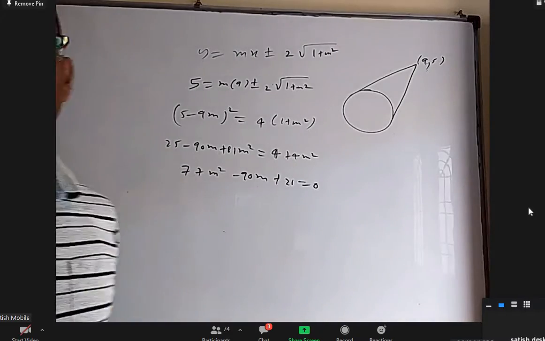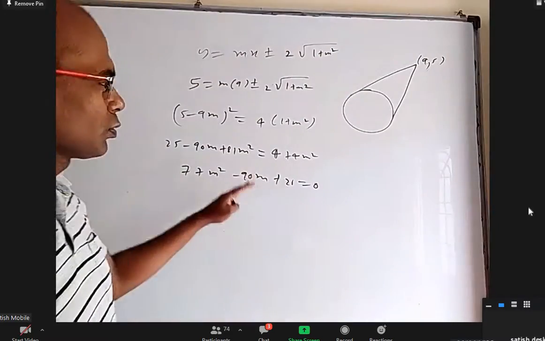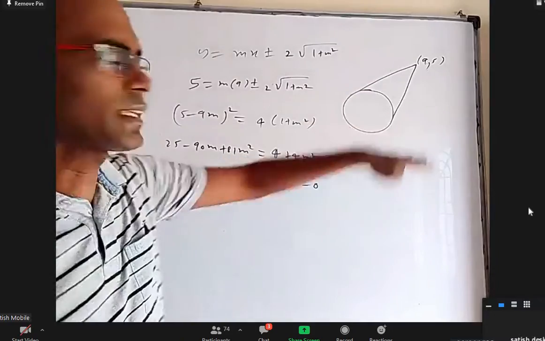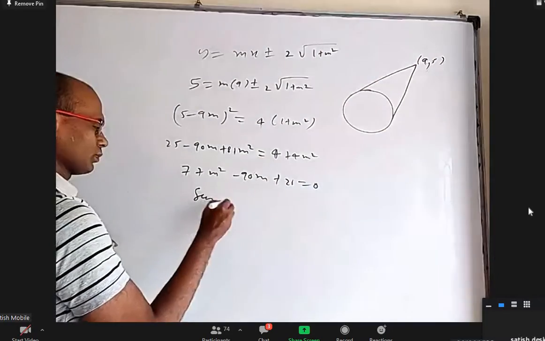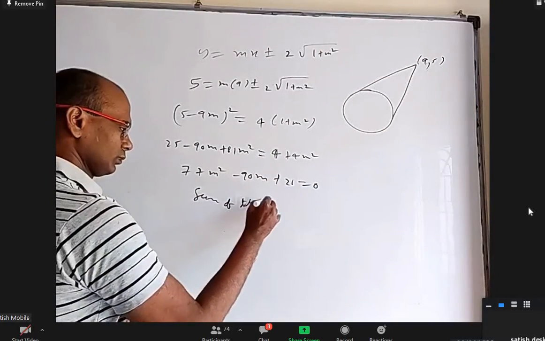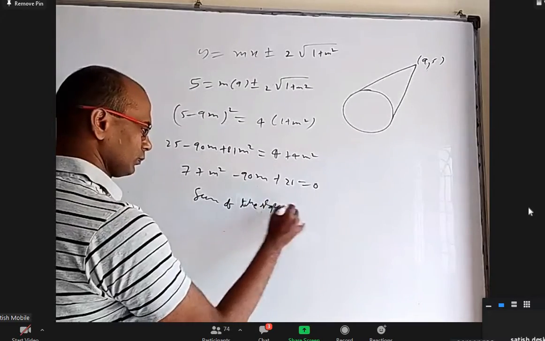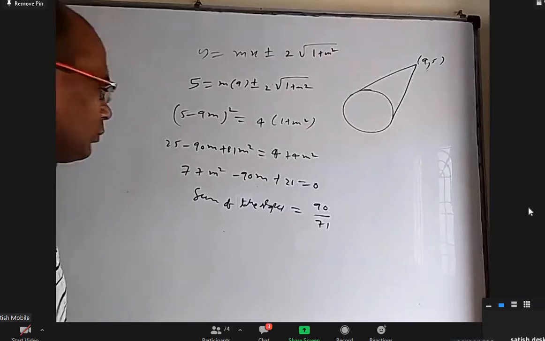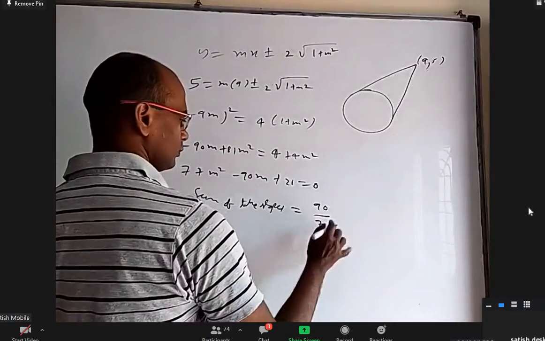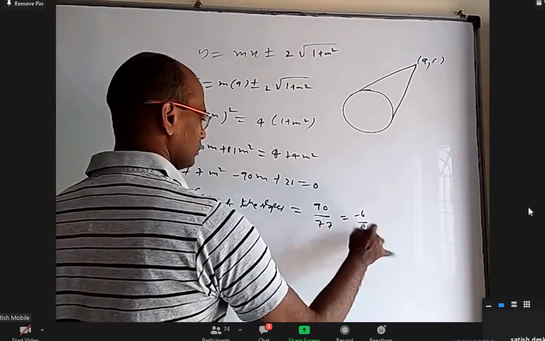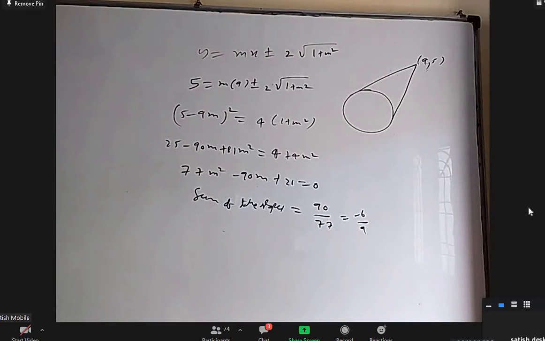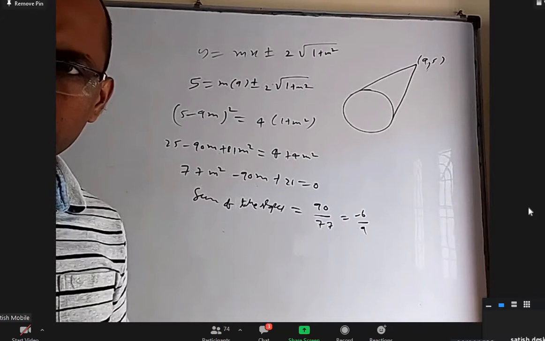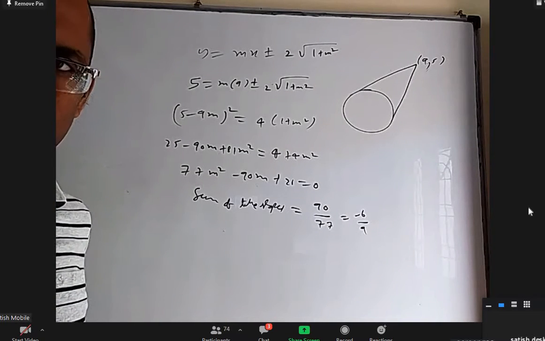If I wanted, I can find the roots, but I am not interested. The two roots are the slopes of the two tangents. So the sum of the slopes equal to minus b by a, that is 90 by 77. Is it correct? 90 by 77? Yes.